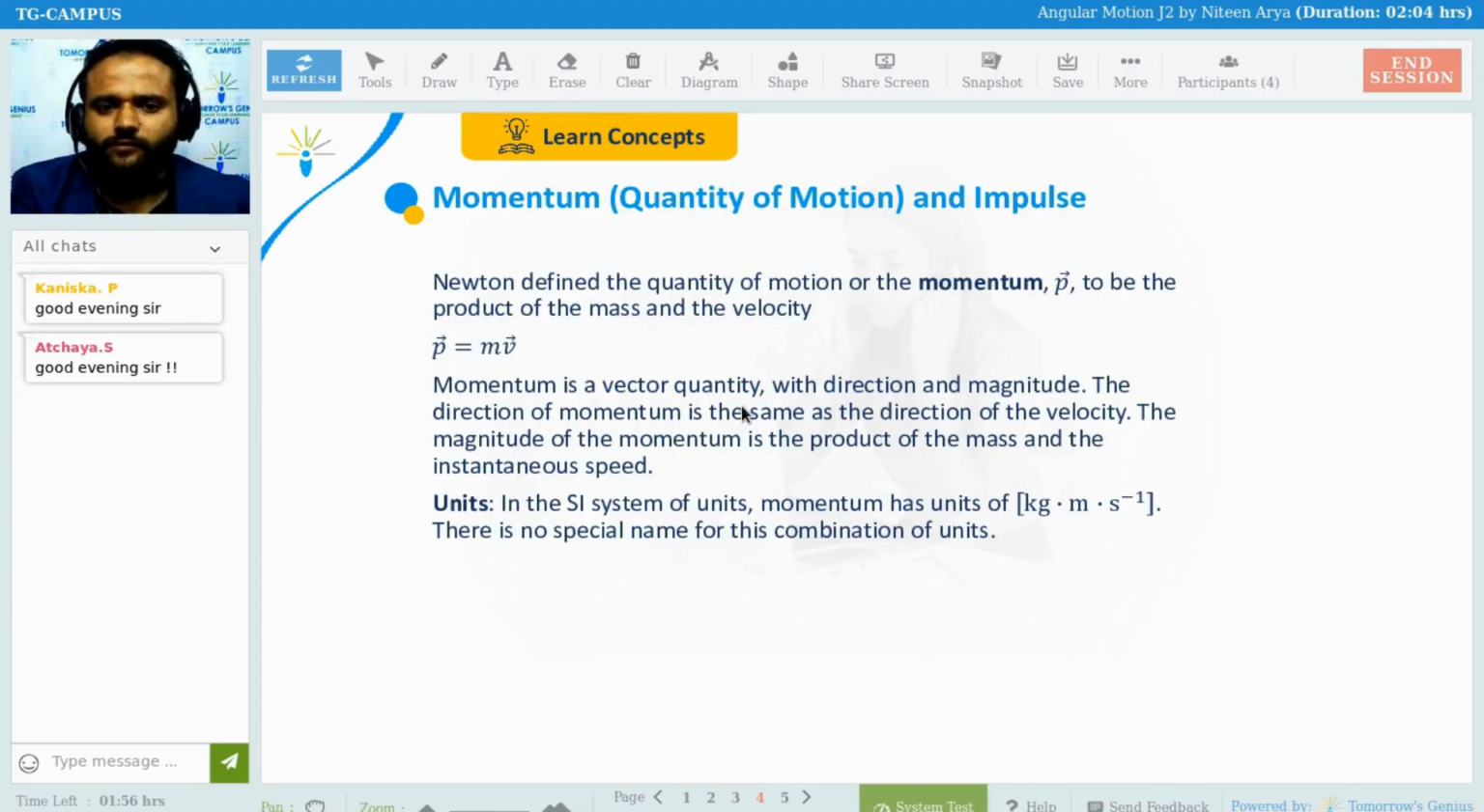Now, momentum, or quantity of motion, and impulse. In this class, I don't think you will get something you don't already know. Most things you know, because I have already taught more than whatever is written on the PPT. I have already given most of the stuff we are going to discuss in this class, so you can take this class as a revision class. And if you want to ask any deeper question on this topic or subtopic, you can go ahead. Okay, clear everyone?